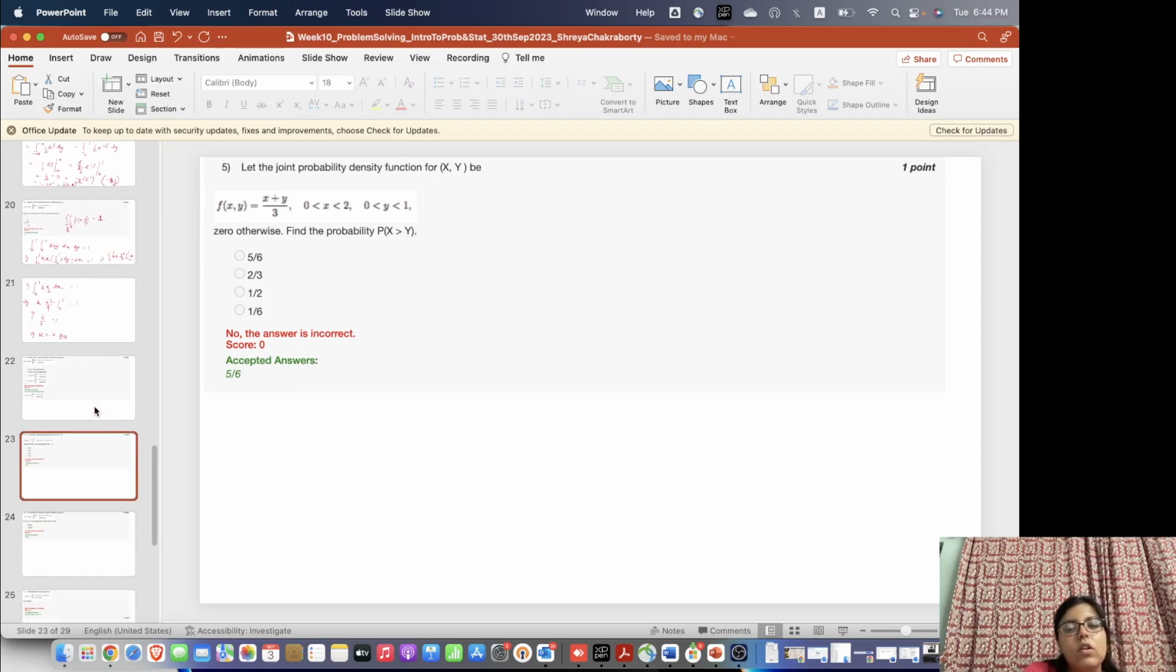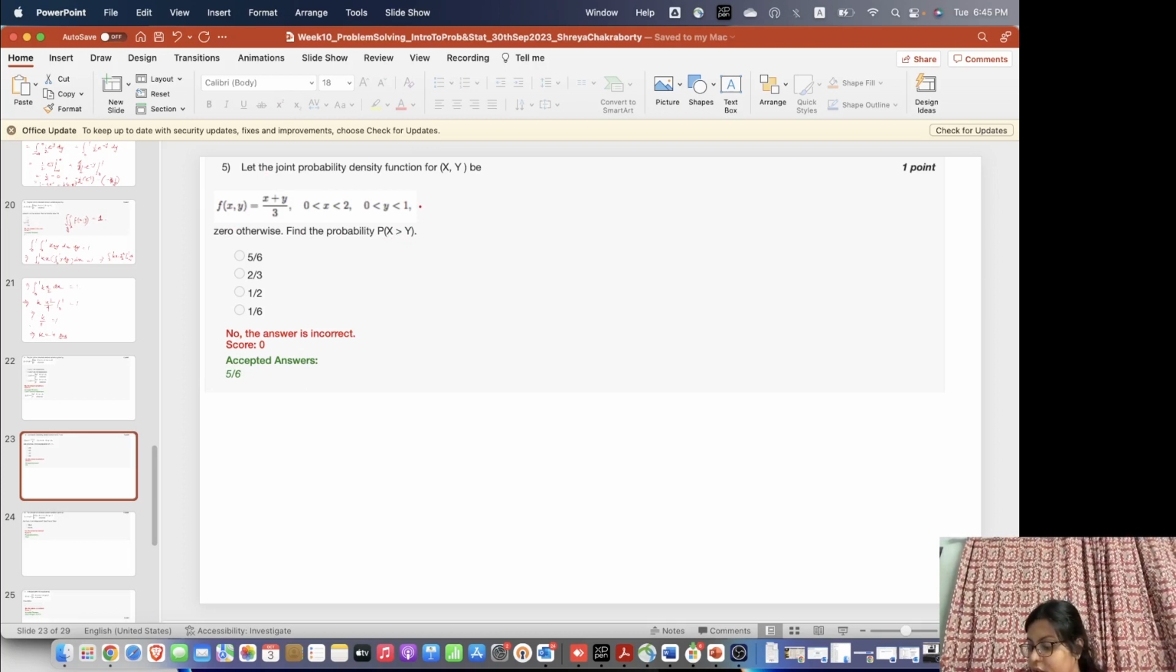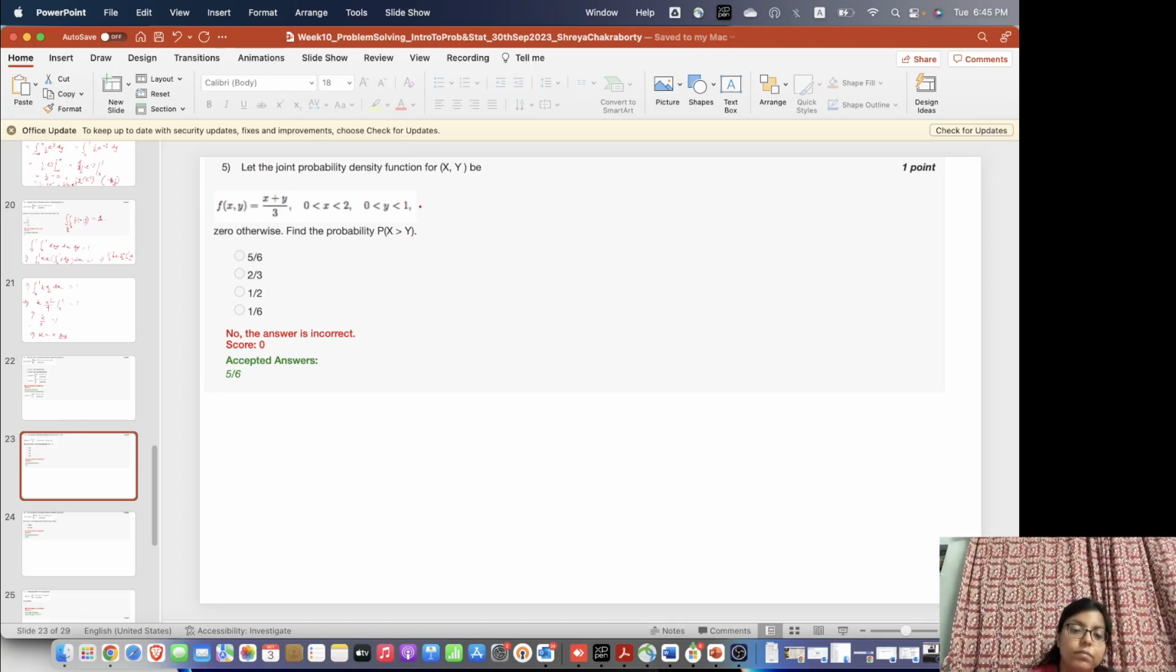Okay. So let the joint probability density function for xy be f of xy equal to x plus y by 3, where x can range from 0 to 2 and y can range from 0 to 1. Now we have to find the probability that x is greater than y. So probability x greater than y.